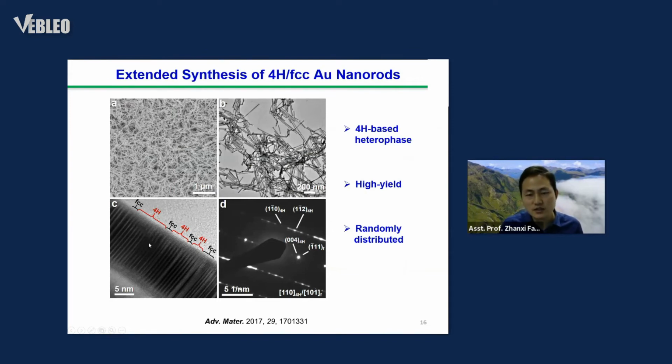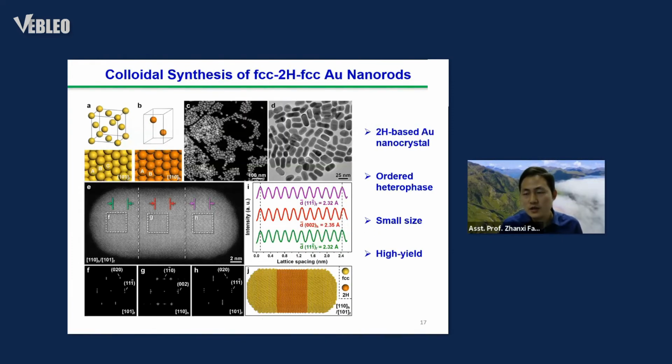And also from the HRTEM image, you can see the alternating distribution of the FCC and the 4H phases along the long axis of the gold nanorods. But for this kind of heterostructure, the 4H and FCC phases are randomly distributed in the structure. So very recently, by further optimizing the condition, we are able to synthesize a new heterophase structure.